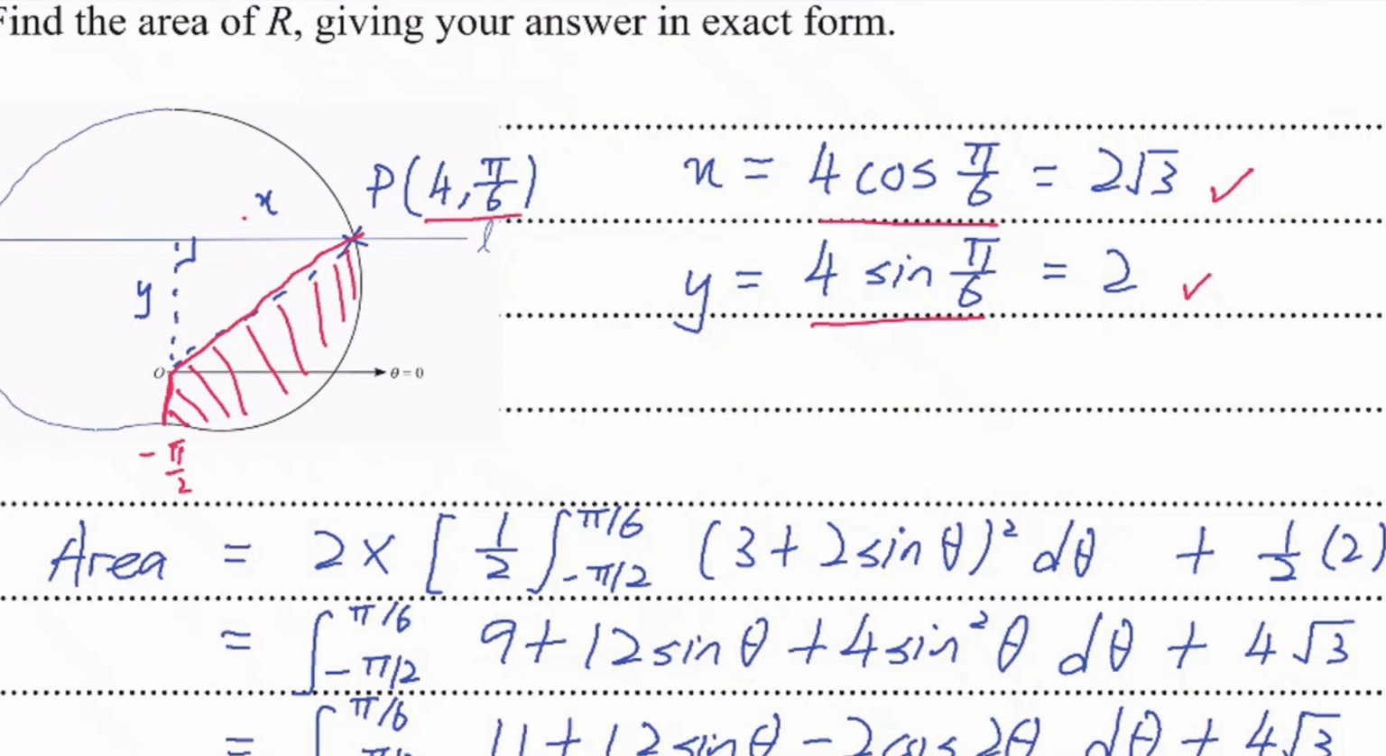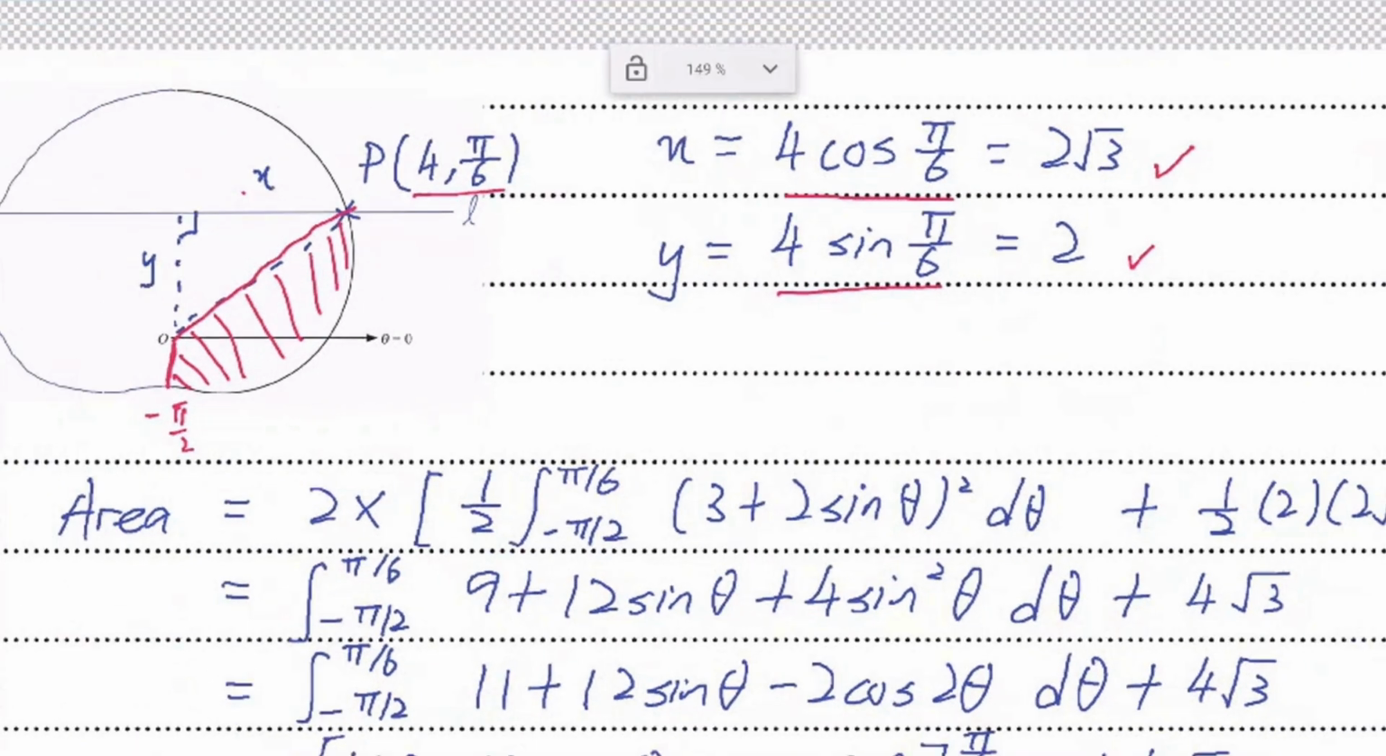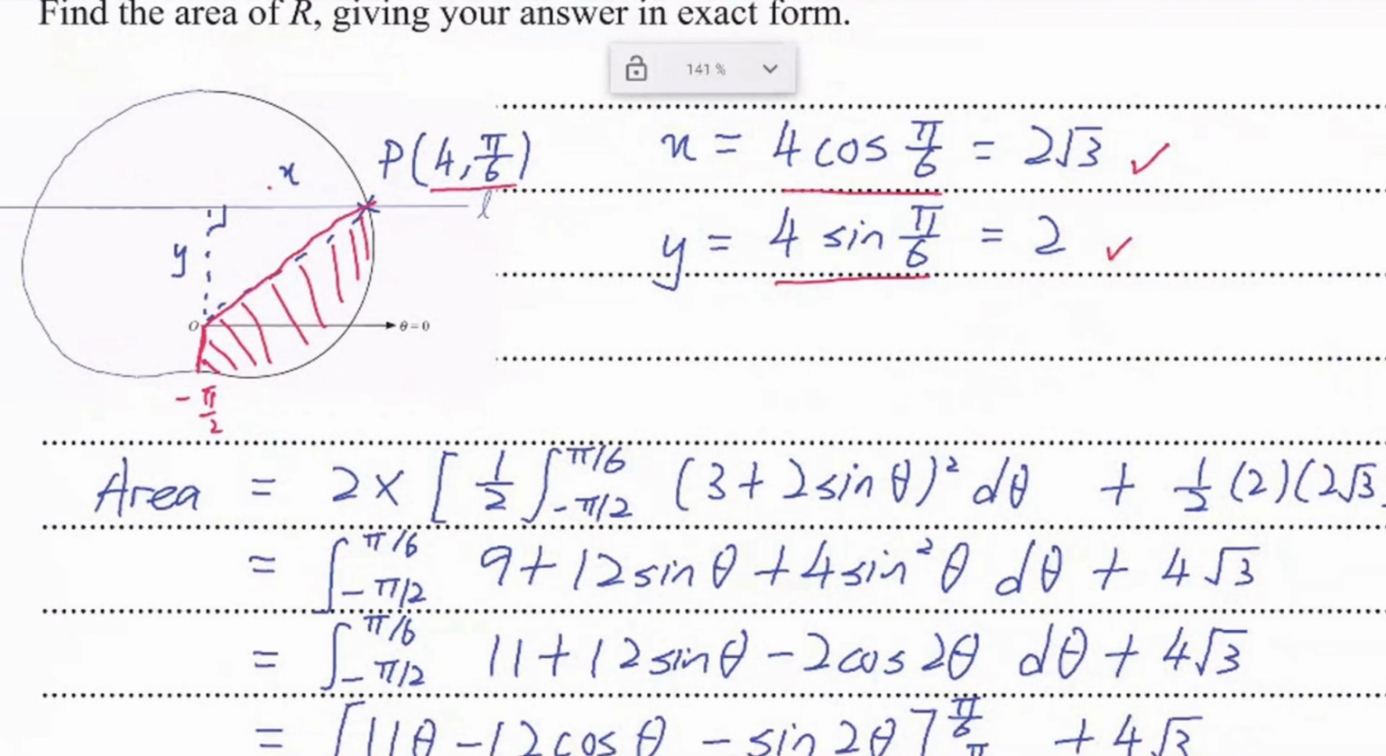Here I'm using the symmetrical property. I just find the second half first, then I multiply by 2. So let's look at the area. The area here is 2 times, and you can see the big bracket here. There are 2 parts. You can see the second part here is about the triangle. So this is the area of the triangle.